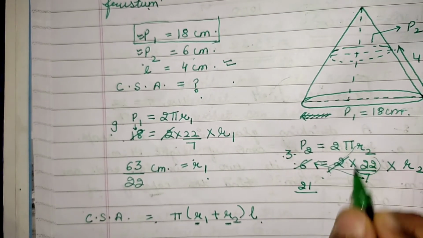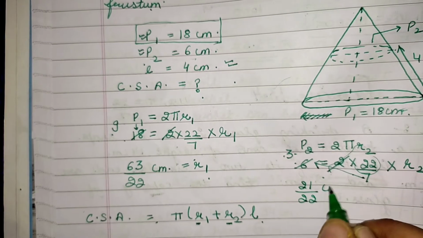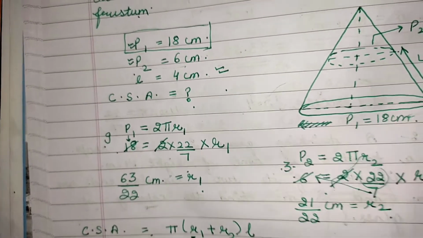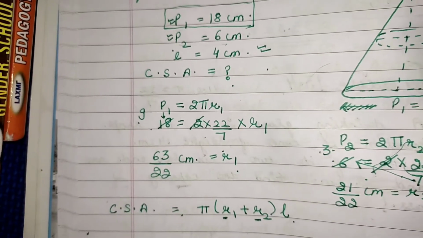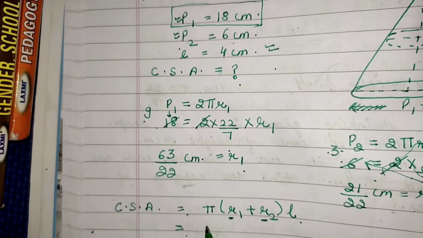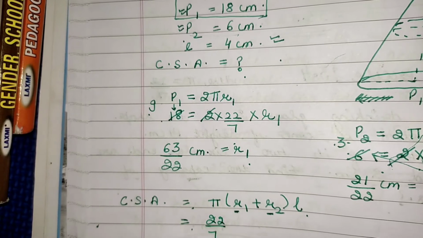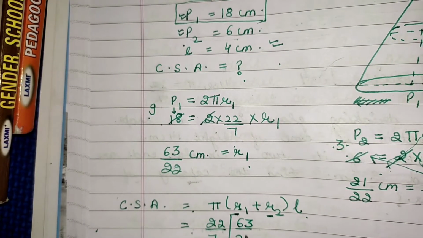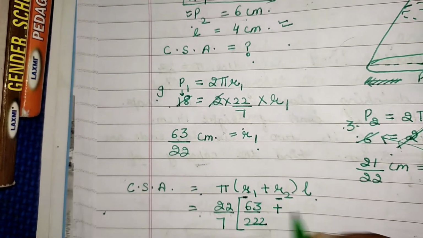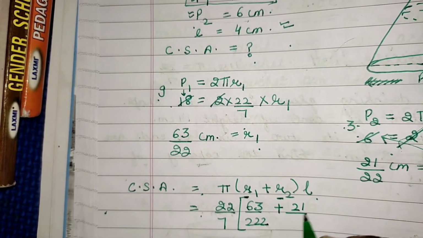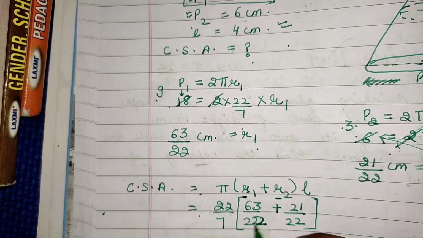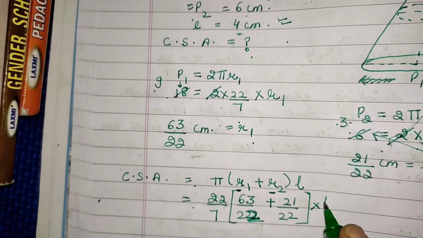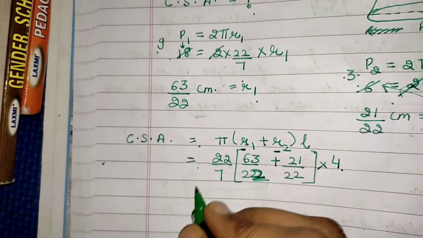21 will go to the denominator. It will become 21 by 2 centimeter, which will be my R2. So let us solve this now. Pi is 22 by 7. R1 is 63 by 22, plus R2 is 21 by 22, into L. L is given to us equal to 4 centimeters. So put the value here, 4.